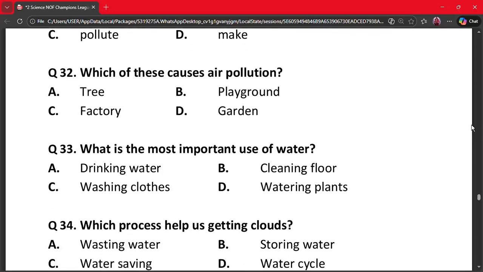Next question is question 32. Which of these causes air pollution? A. Tree. B. Playground. C. Factory. And D. Garden. The correct answer is option C. Factories release smoke and harmful gases into the air. This causes air pollution. Hence, option C, factory, is correct.